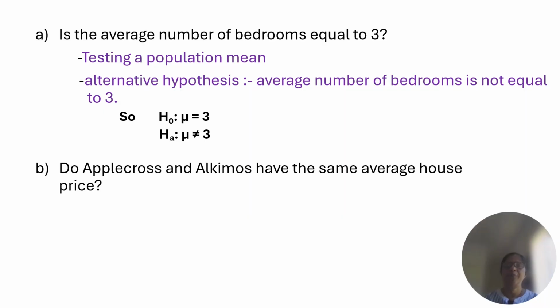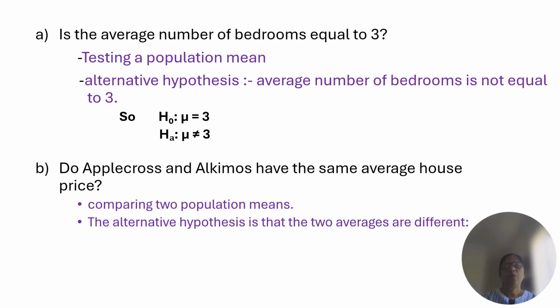Moving on to part B: do Applecross and Alkimos have the same average house price? Here we are going to compare two population means. The Applecross mean is mu1, and the Alkimos mean is mu2. So the alternative hypothesis is that the two averages are different. We can write the alternative hypothesis: mu1 is not equal to mu2. Therefore, the null hypothesis is mu1 is equal to mu2.